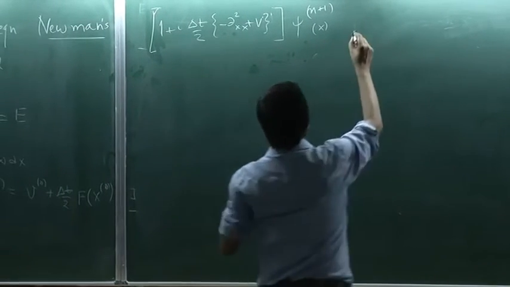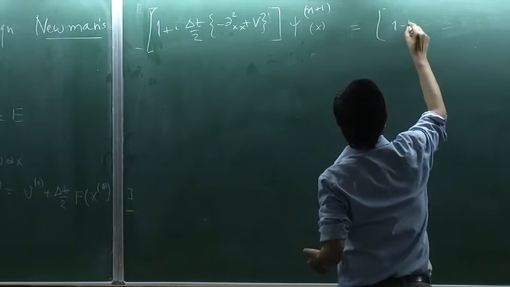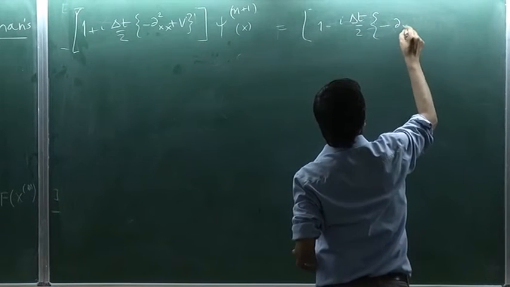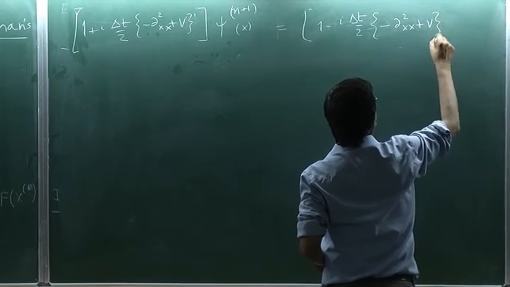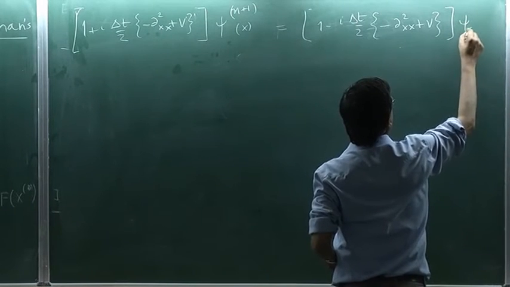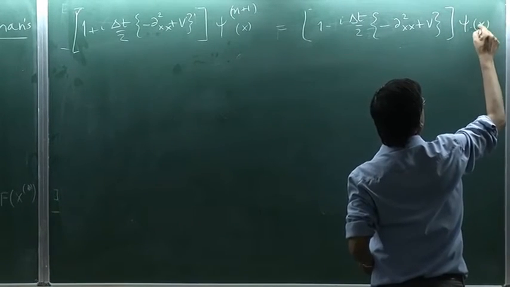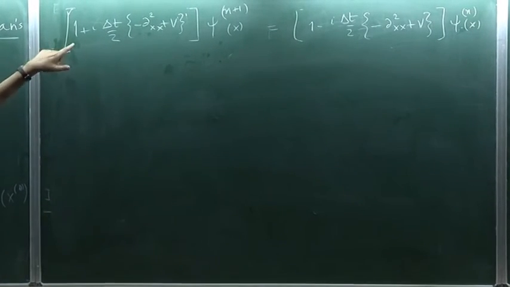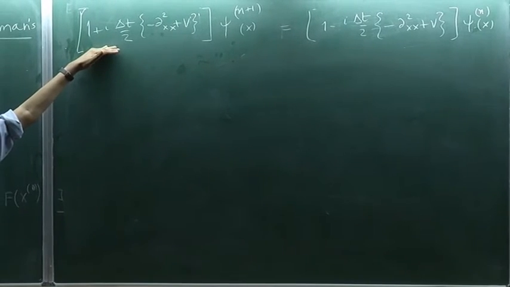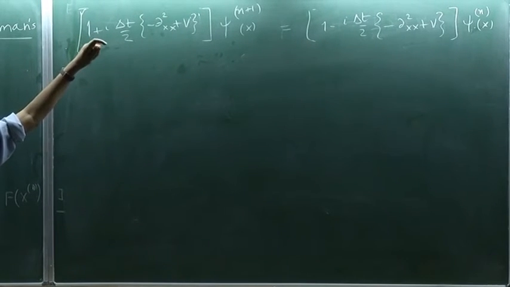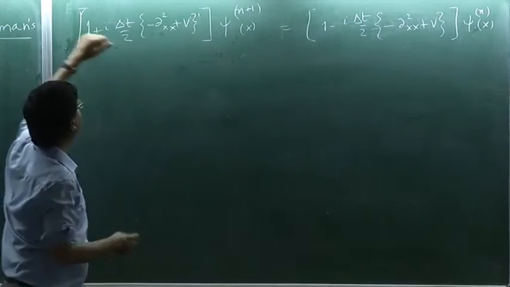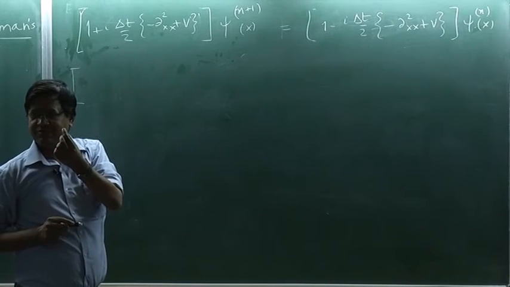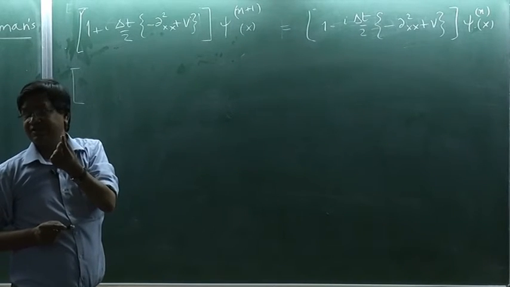And the right hand side will be (1 − i Δt/2 (−∇² + V)) ψ of x at n. Okay, so I am going to expand this now in terms of space indices, this is the time index, and this is the space index. So let's write the space index. Now I am going to work out at position i, or x_i if you like.